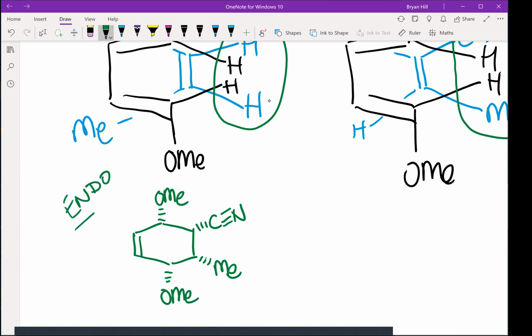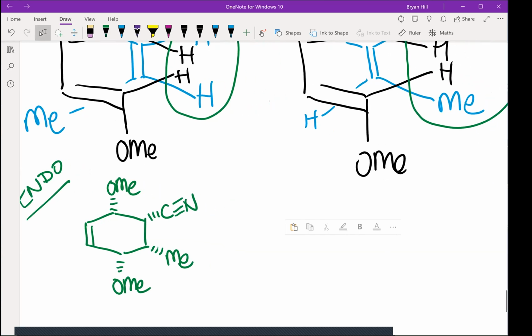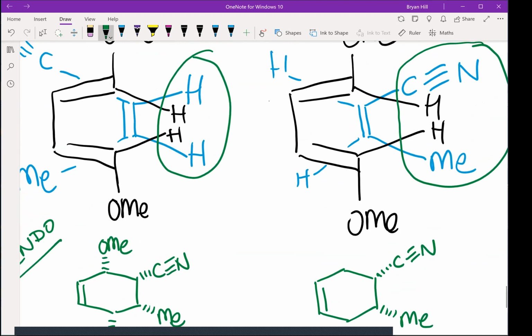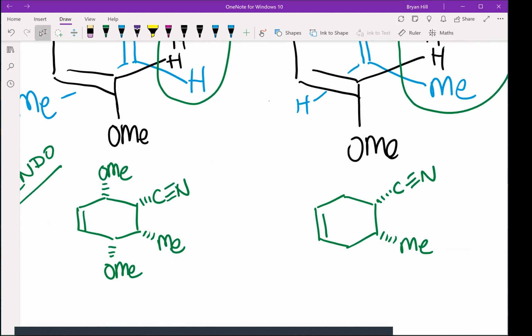And so the thing which will change between the endo and the exo is that in the exo, the relative position of the 2 OMEs is going to change. So if we've got the cyano group down and the methyl group down, because they're cis, they're going to be on the same side as those 2 protons. So we would have proton down, which means these 2 OMEs are up.